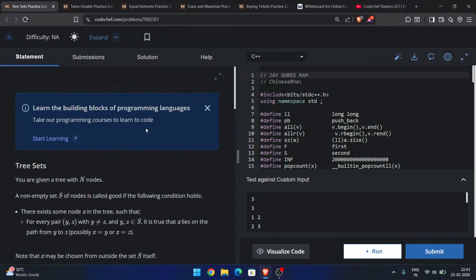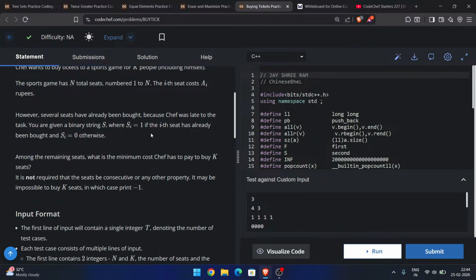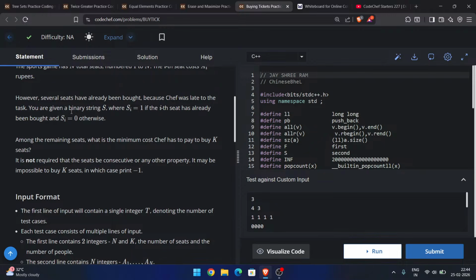Okay, so let's start with today's question. So the first question was buying tickets. Chef wants to buy tickets to a sports game for K people, including himself. The sports game has n total seats, numbered from 1 to n. The ith seat costs A of i rupees. However, several seats have already been bought because chef was late to the task. Here you are given a binary string S where S of i is equal to 1 if the ith seat has already been bought and S of i is equal to 0 otherwise.